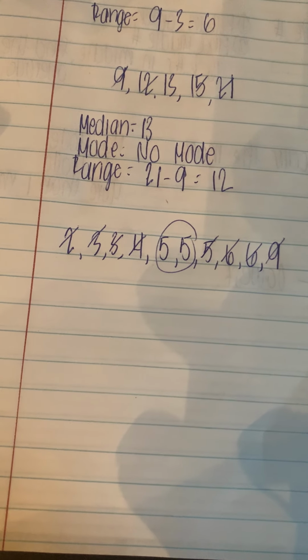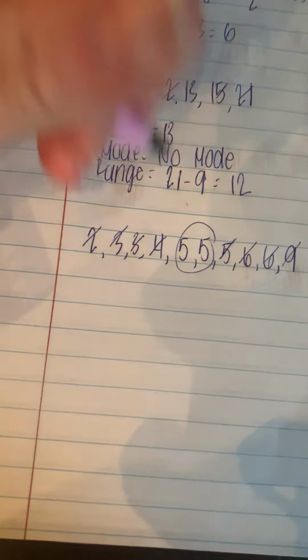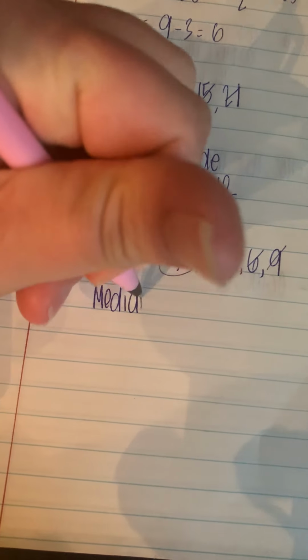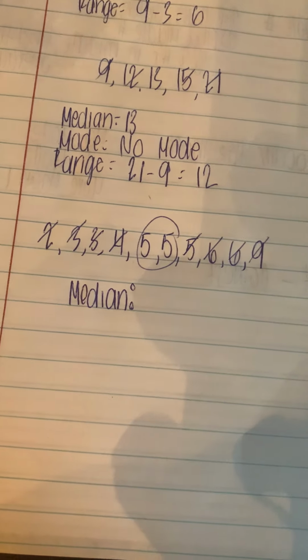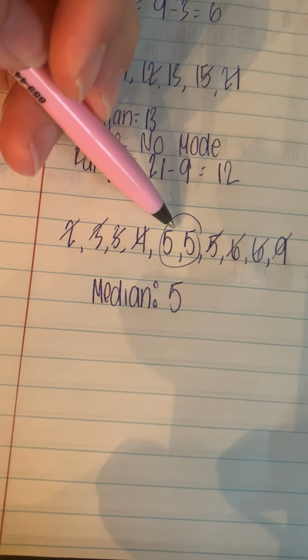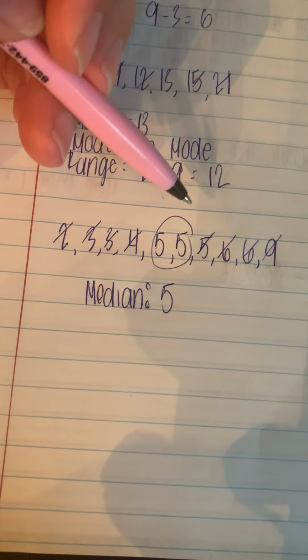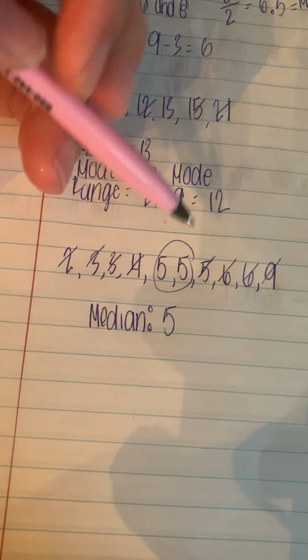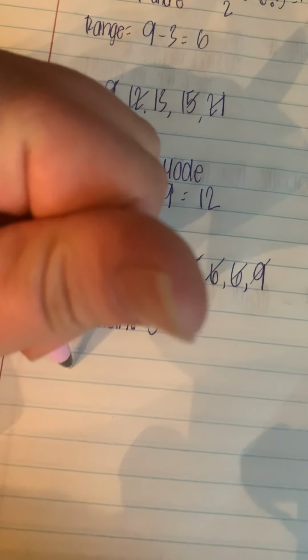So I need to find the mean of them, or the average. So 5 plus 5 is going to be 10, and then I need to divide that by 2. So the median is going to be 5. Again, there are 2 numbers there. I need to find the mean of them. So 5 plus 5 is 10, and I'm going to divide it by 2 because there are 2 numbers.